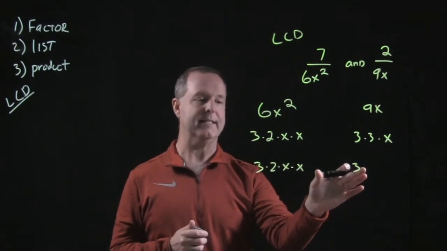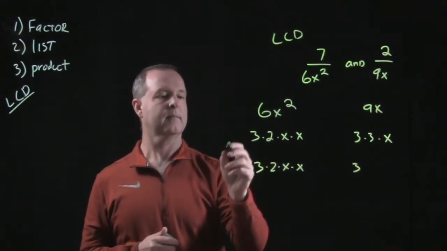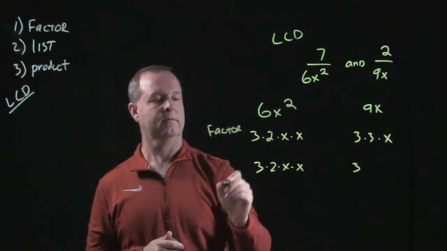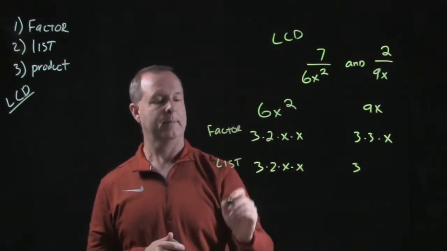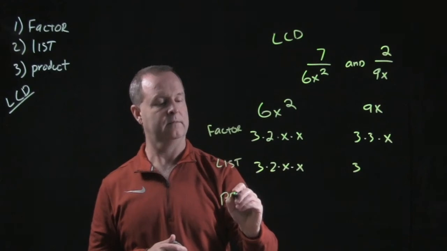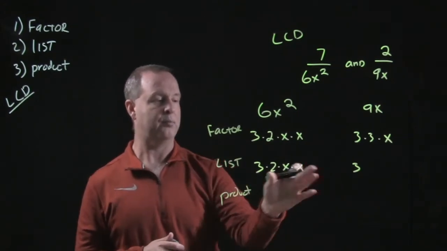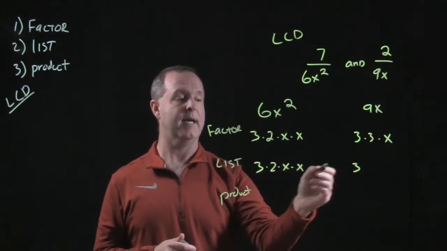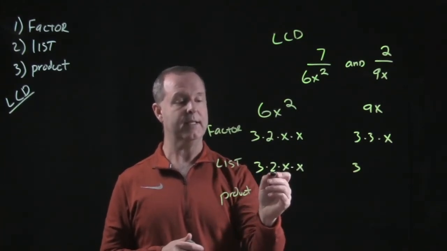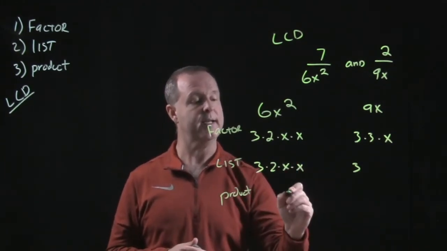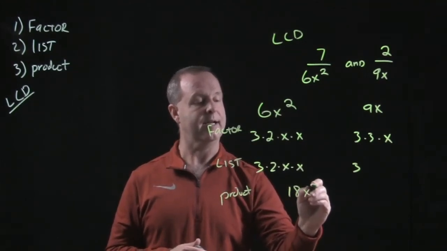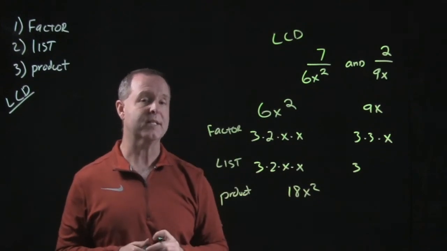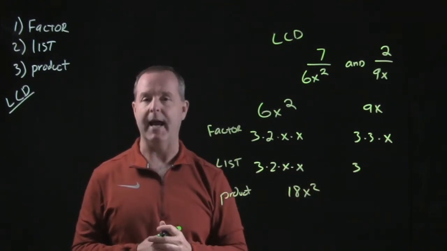So this is my listing. It's kind of my factor, my list, then my product. My product is multiplying all those in my list. 3 times 2 times x times 3. So 3 times 2 is 6. 6 times 3 is 18. And an x squared. So my lowest common denominator for both of those two expressions then is 18x squared.